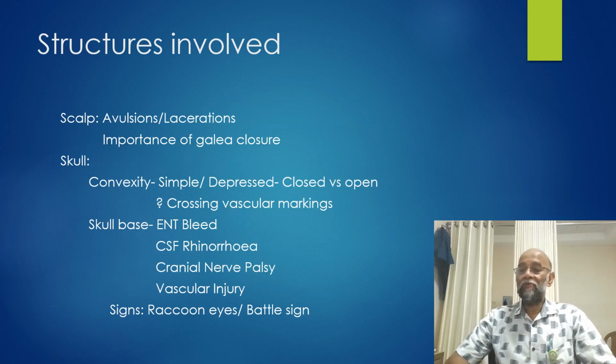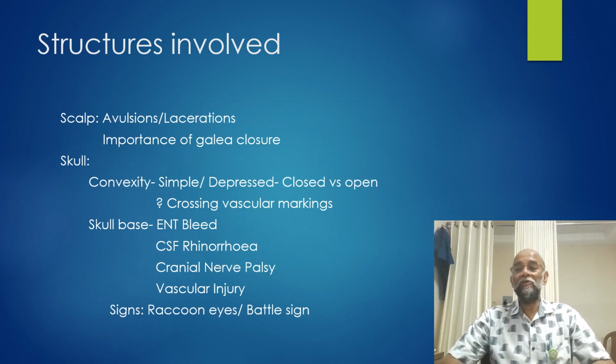Getting to the anatomy of the injury, what are the structures which are injured in a head injury? The outermost layer is the scalp. Scalp can be avulsed or lacerated. When there is a scalp laceration, it is important to stress upon galea closure, because a large scalp laceration sutured without galea closure can result in a subcutaneous hematoma formation. Once you close the galea, the chance of that becomes much less.